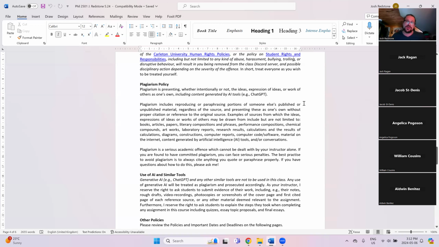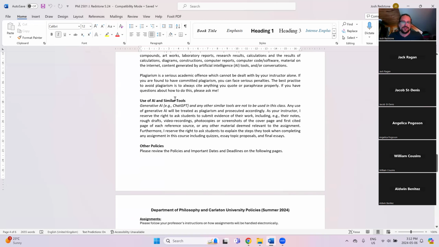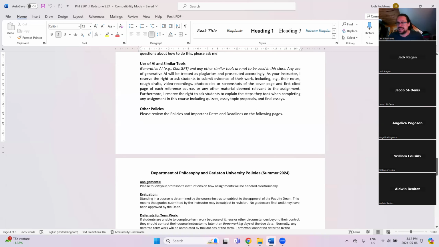Please familiarize yourself with the plagiarism policy, which is linked on the final page of this document. And once again, do not use ChatGPT or any other generative AI tools. These are not allowed in this course. Oh, that brings me to my next point. Yeah, just don't do it. By the way, I'm putting this here in the course outline because it's very important.